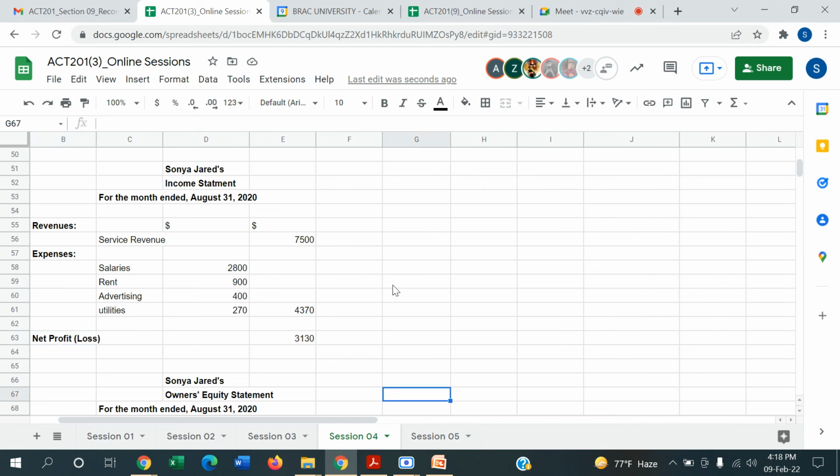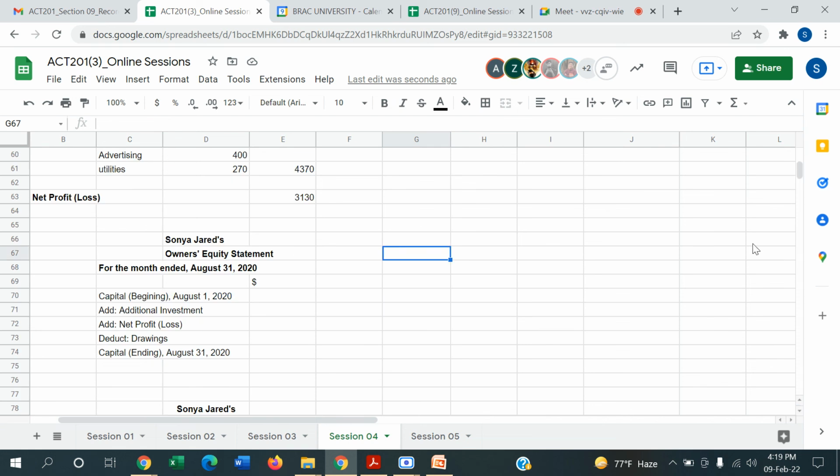So this is how we can prepare the income statement. After preparing the income statement, we need to prepare the owner's equity statement. This is the format we know. We start with the beginning balance of the capital or owner's equity. We see whether there is any additional investment by the owners or not. We adjust the net profit or loss that we identified in the income statement. We deduct the drawings if there are any, then find the ending owner's equity.